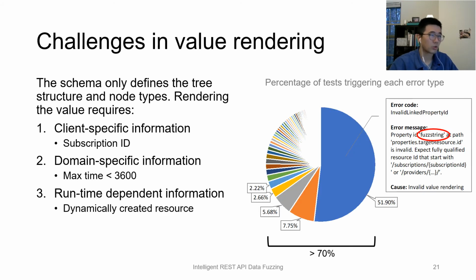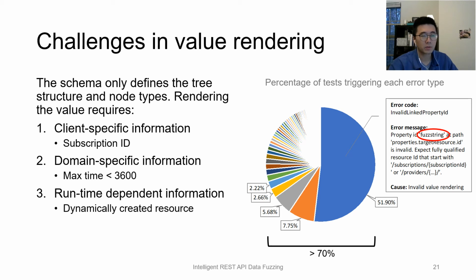And of course, it is challenging to get the value rendering right, but why is it important? So we get this figure on the right from the previous experiments. It shows the percentage of tests that trigger each error type. So as you can see, the most frequently found error, which takes more than half of the fuzzing budget, the blue one, is due to a wrong value rendering, right?